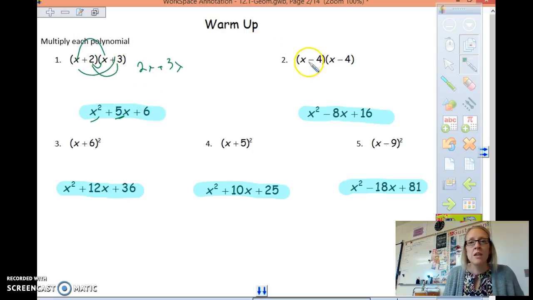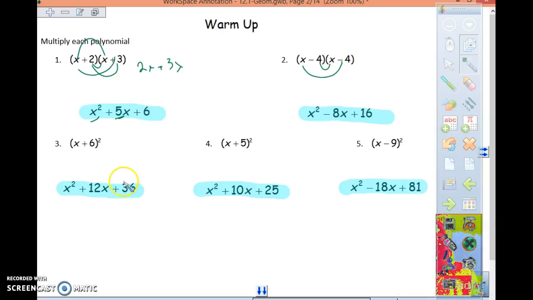So number 2, again, your first and your last will give you the 8 and the 16, and then your insides and outsides will give you the negative 8. If you tried some of these other answers, this is what you would get. Doubling the 5, so you'd have 5x and 5x for 10x. Doubling the negative 9 for negative 18.